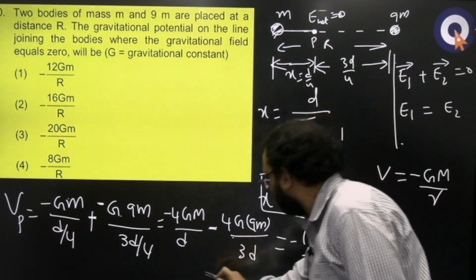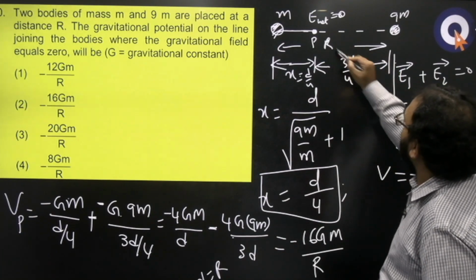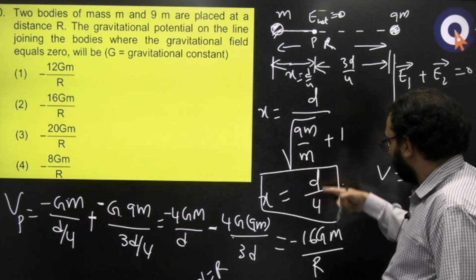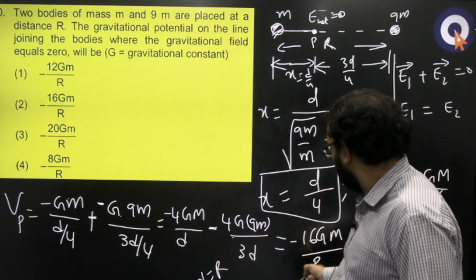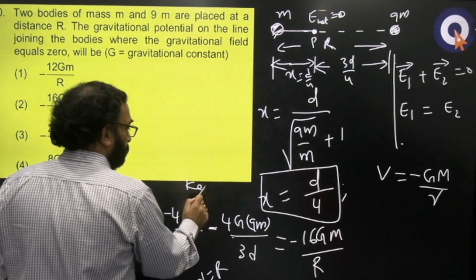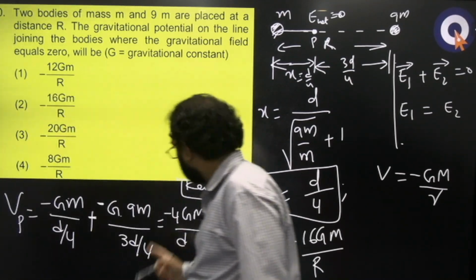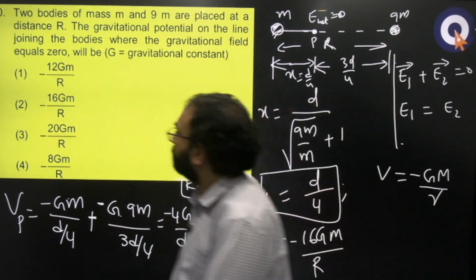So this d you can take as R, all of you. D is given as R. So this d you can consider as R. So this will be R by 4 and this will be 3R by 4. So minus 16 Gm by R you will be getting here. That is the key, the second option. This is minus 16 Gm by R.